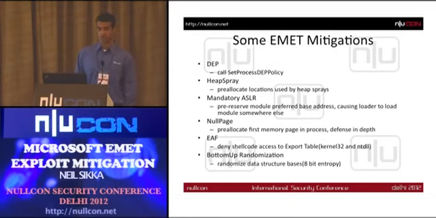We also have mandatory ASLR, where we pre-reserve module base addresses where they prefer to be loaded, and that causes the modules to be loaded somewhere else because of a collision in the virtual address space. We have the null page mitigation, which pre-allocates the first memory page in a process, and that's more of defense in depth right now. We have EAF, which is export address table filtering. So we basically deny shellcode access to the export address tables of kernel32 and NTDLL. Both of these modules, by the way, are very heavily abused by shellcode and attackers. We also have bottom-up randomization, which randomizes data structure bases. So for example, where different data structures are in the virtual memory address.